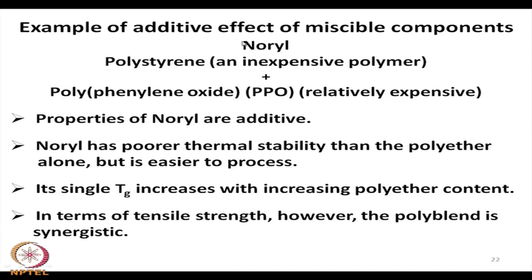Now, an example of such additive effect of miscible components is, say, Noryl. Noryl is a mixture of polystyrene, which is a commodity polymer as well as a cheap polymer. With this cheap polystyrene polymer, polyphenylene oxide, which is a relatively expensive polymer, is blended.